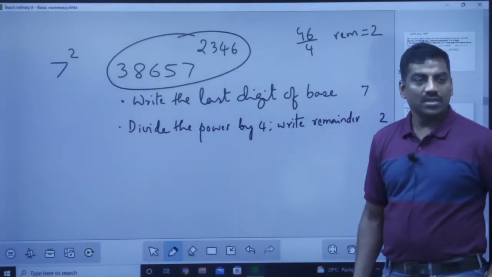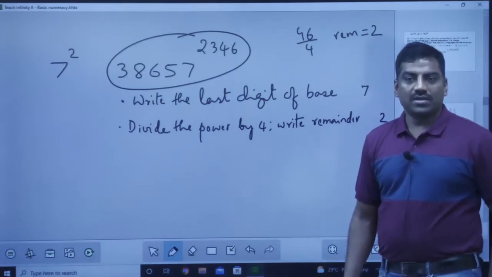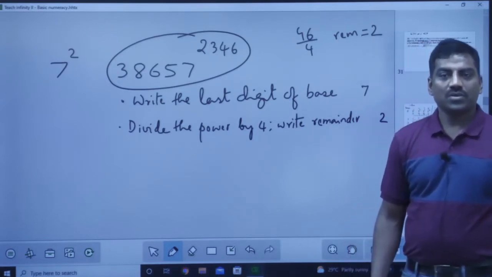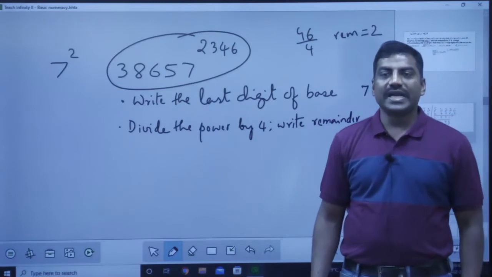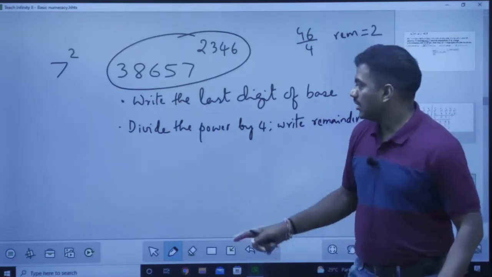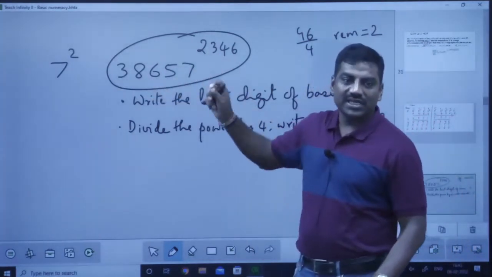What is the value of 7 square? 49. What is the end digit? 9. So the end digit of this expression is 9. Simple.